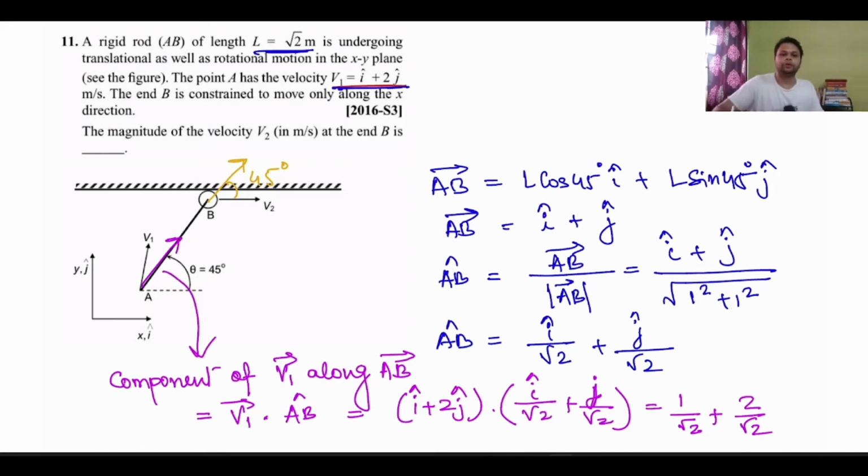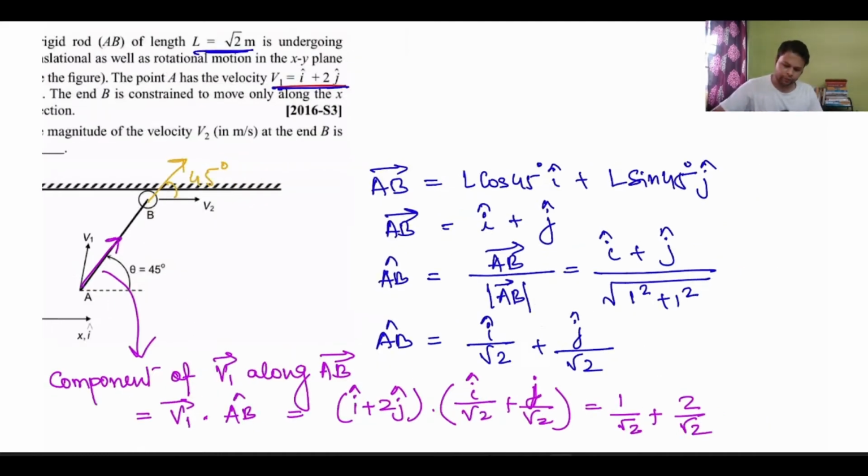So this should be equal to V2 cos 45 because the components of V1 and V2 along the rod should be equal, right? So I can say 1 by root 2 plus 2 by root 2 should be equal to V2 cos 45. You know the value of cos 45, I can directly write it down. Cos 45 is how much? 1 by root 2. So root 2 will cancel out. So V2 will come out to be 3 meter per second.